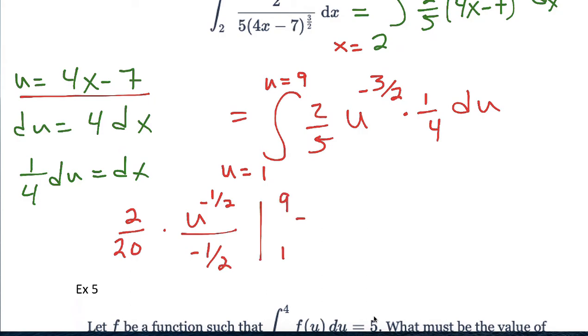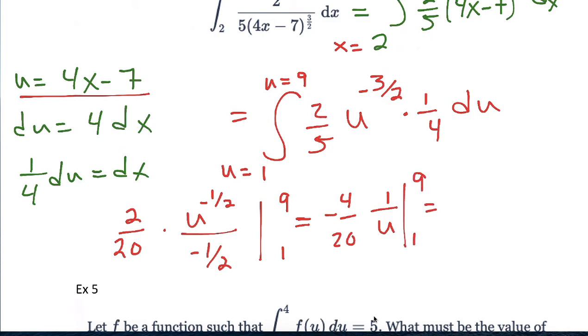Again, we don't have to go back to x. We can just use 1 and 9 and stay in terms of u. So in the end here, we got negative 4/20, if I multiply by negative 2 instead of dividing by negative 1/2, and then this is 1 over u evaluated from 1 to 9.